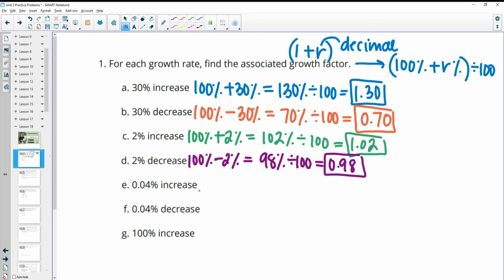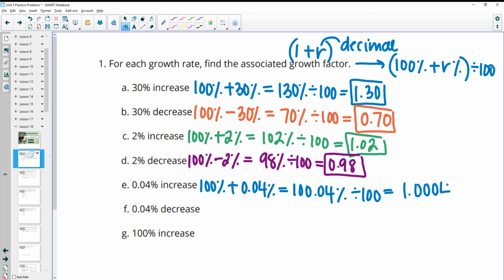Part E has a 0.4% increase. So this is going to be 100% plus 0.4%. So that means each time period we have 100.4% of what we had. Then when we divide this by 100, we get that the growth factor is 1.004.